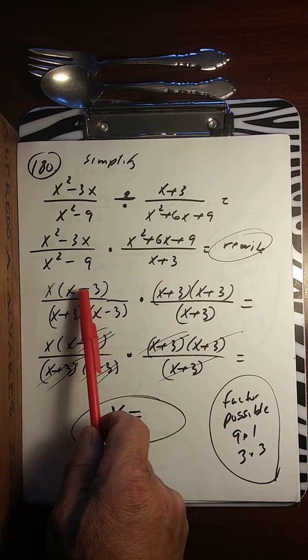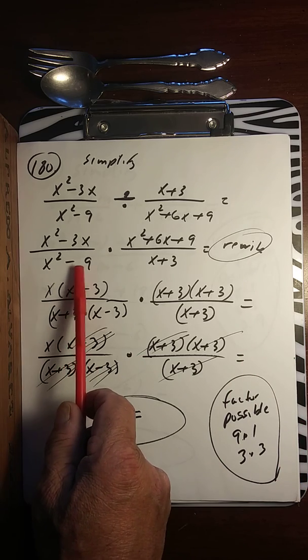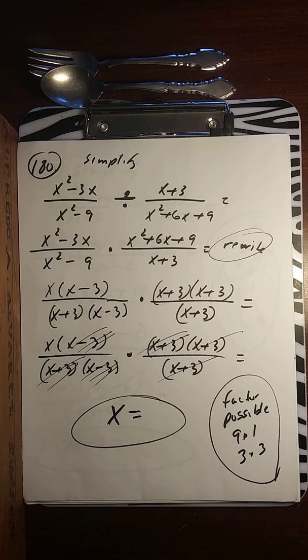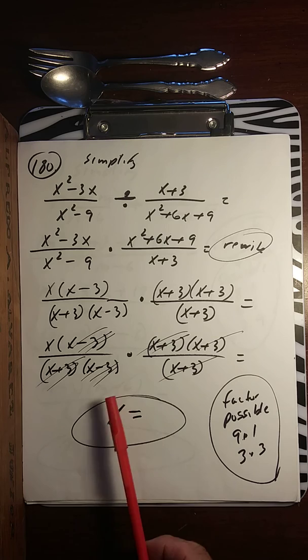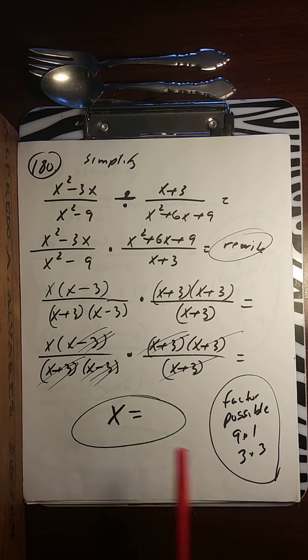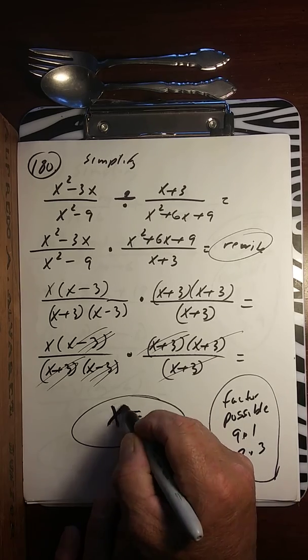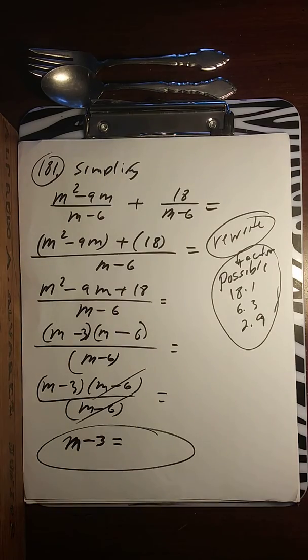So now we have x minus 3, x plus 3, x plus 3, leave it alone. And this is difference of squares again. So we have x plus 3, x minus 3 for that one. Because it could be 9 and 1, 3, 3. So now, what cancels out? Let's see. So we have x plus 3 goes. X minus 3 is gone. X minus 3 is gone. Whoa. Everything's gone except for the x. That's it. X is left over. Okay. That's number 180.